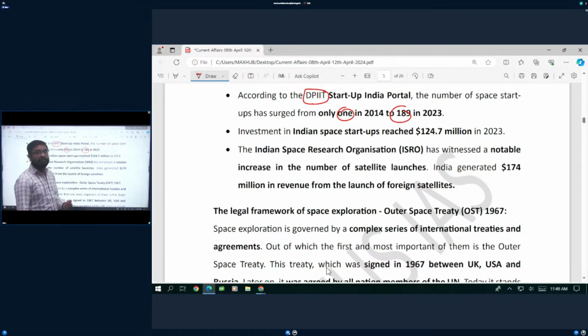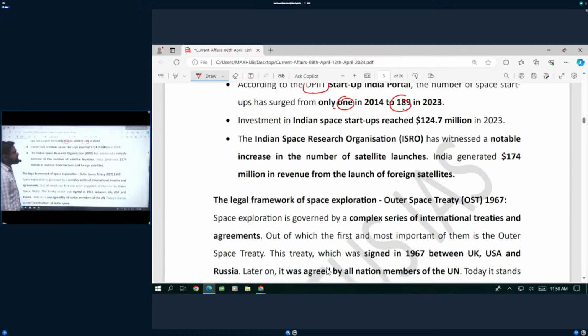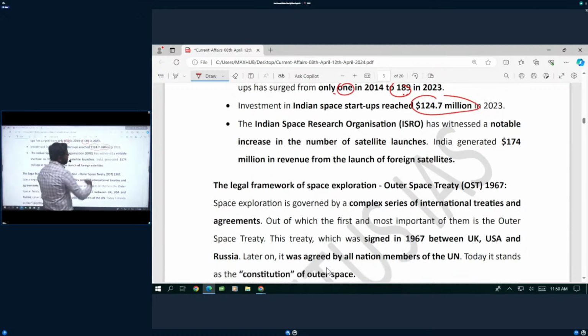So this is one achievement the Modi government can be very proud of. In Startup India, indeed, India has done wondrously since the Modi government has come into power. Why? Because the Modi government is purely capitalist, neoliberal we call it. So they are making it very easy to start businesses. In startups, yes, the Modi government has an unparalleled record. You can see from one startup in 2014 in space, now we have around 189. It's a significant improvement. Plus India's space startup sector has reached around 124 billion.